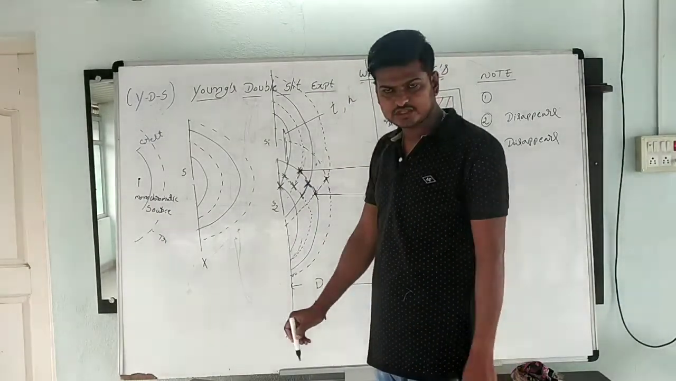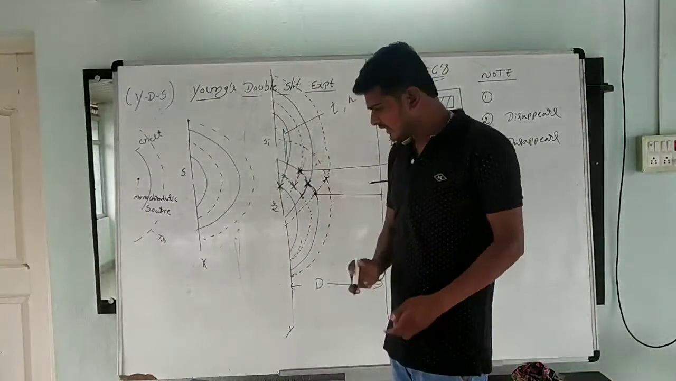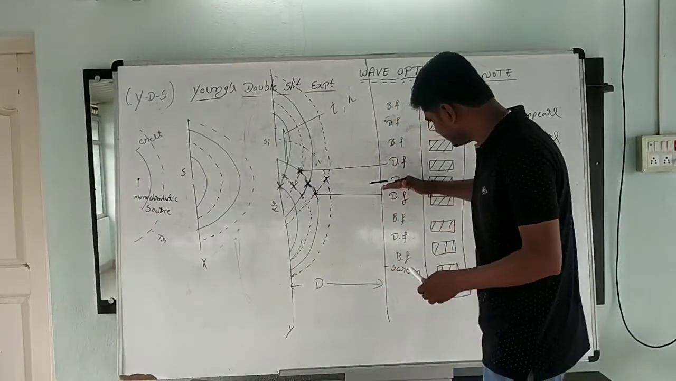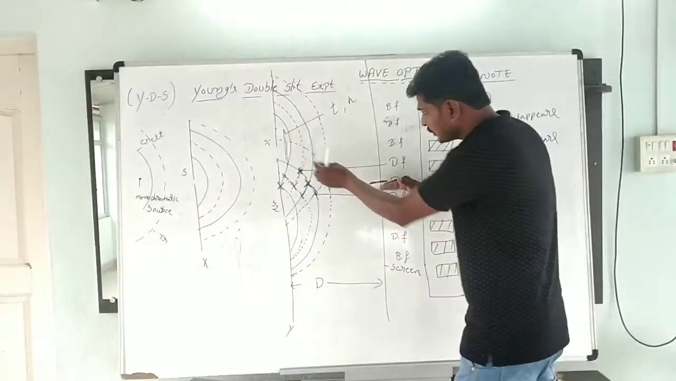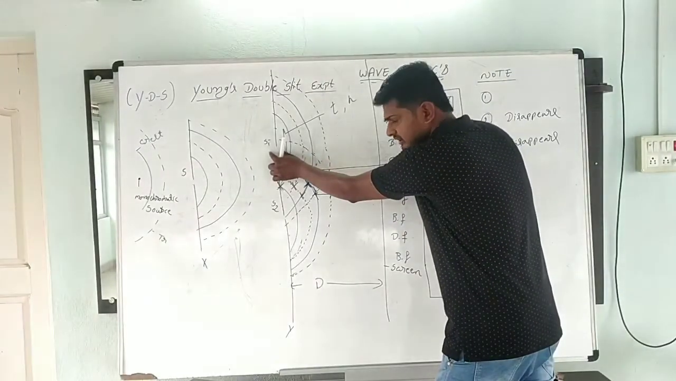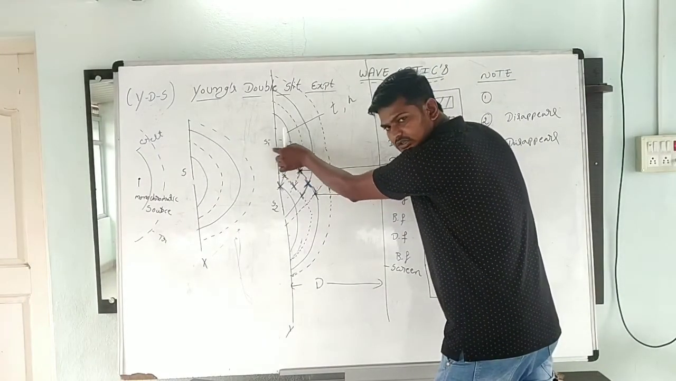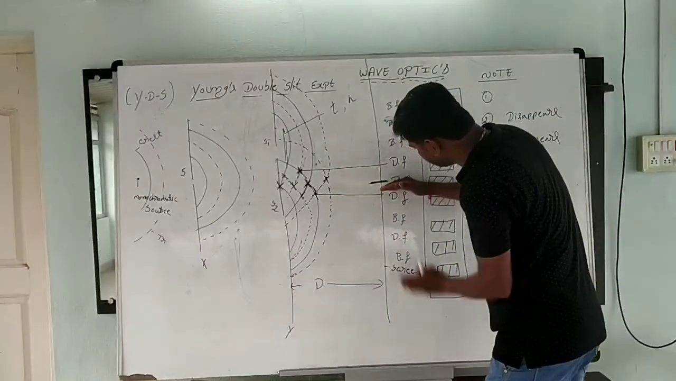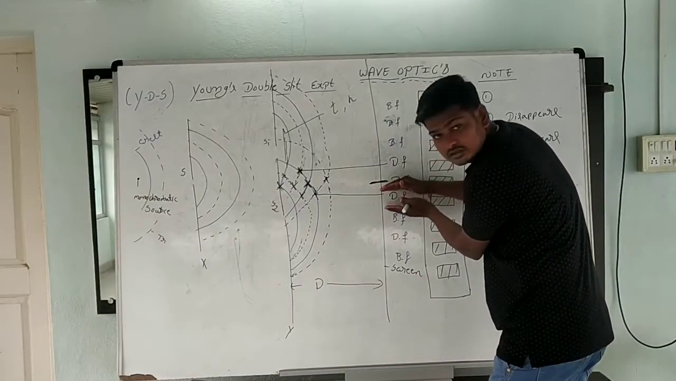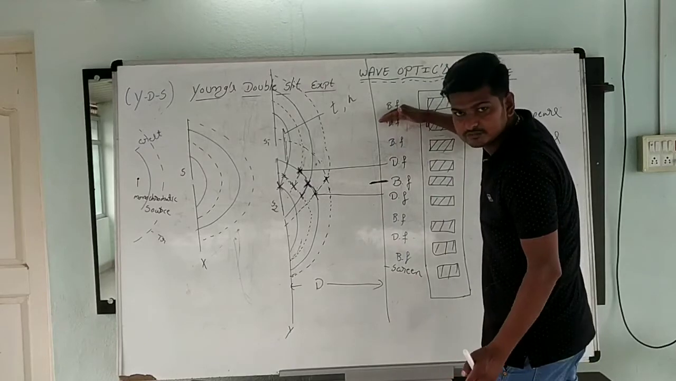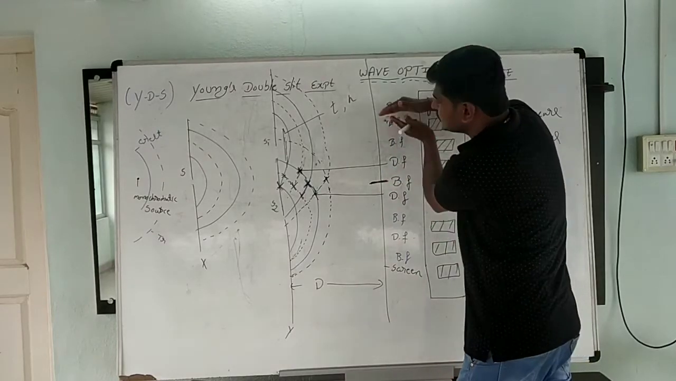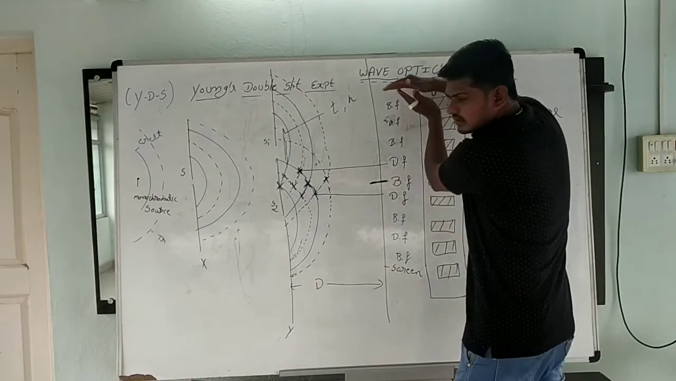Yes, no, refractive index N. When I am going to place a sheet in the path of S1, what will happen? The entire fringe pattern is not affected, but the fringe pattern will move upwards. The fringe pattern shifts towards S2, that is, it shifts upward.